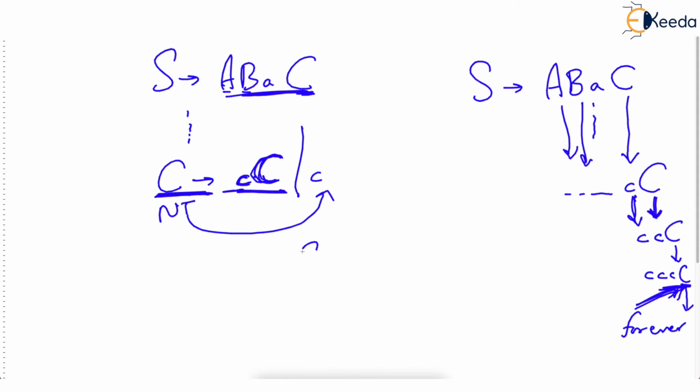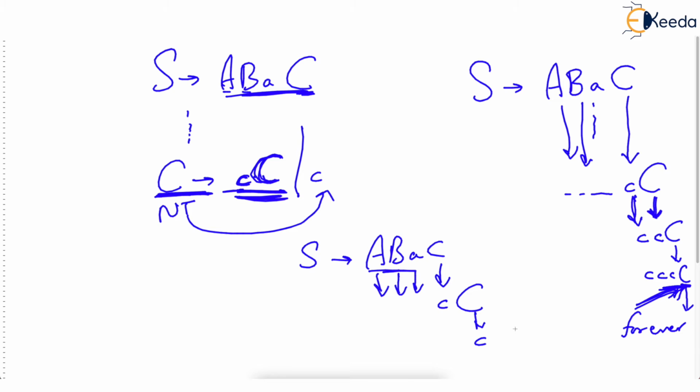For example, if I again start with S gives A B A C, just ignore this part. A is replaced with something, B is replaced with something, A is there. Now what can C be replaced with? Maybe small c, capital C. Again, what can C be replaced with? Small c, capital C. But sometime later, you can replace this C with small c. Just check. You can replace C with small c and the derivation will stop.